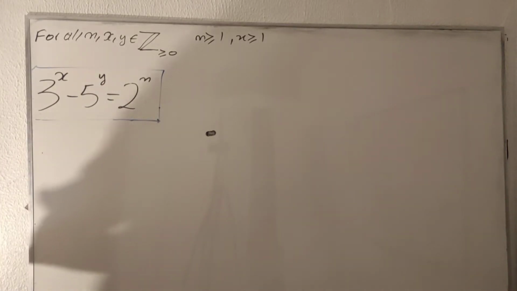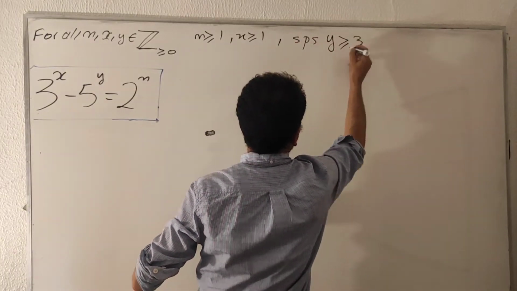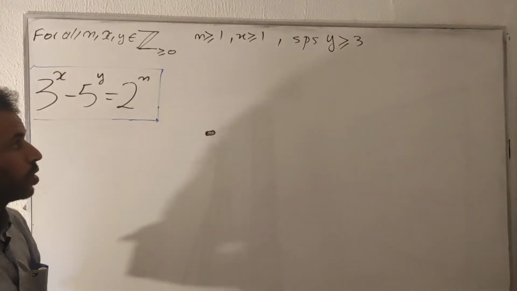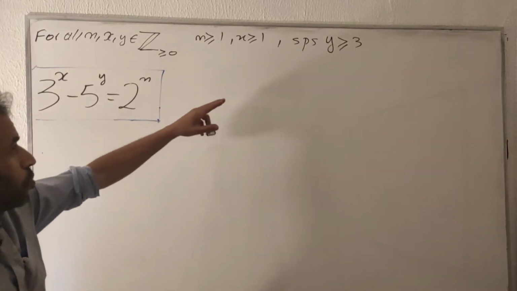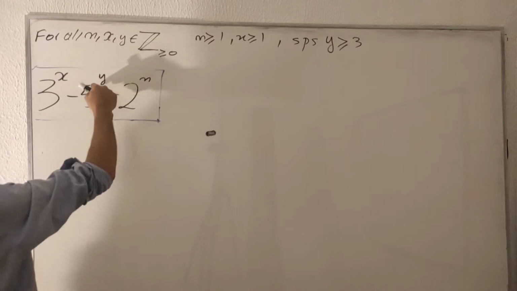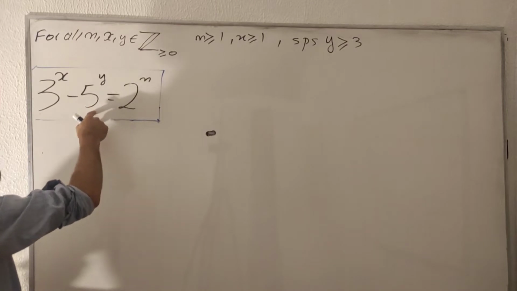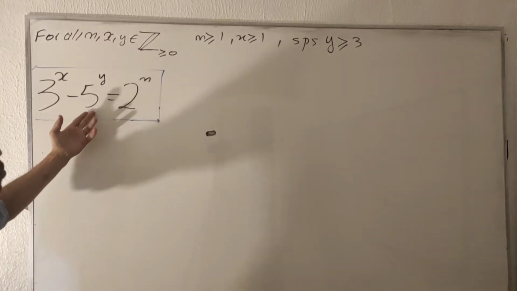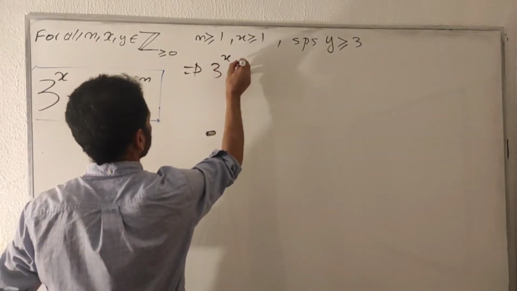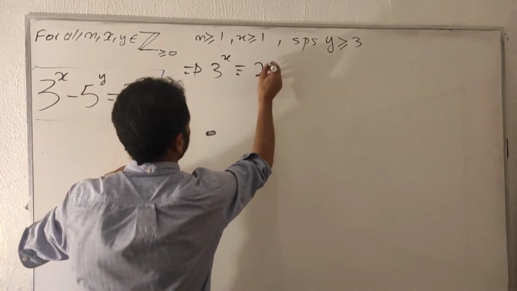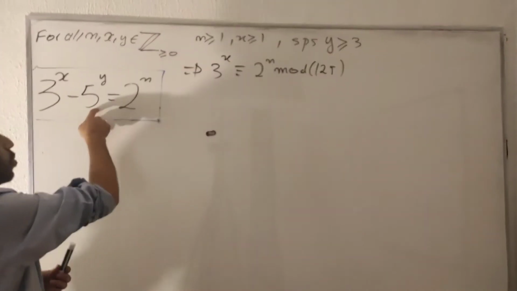So the second thing that I'm going to do here: suppose y is greater than or equal to 3, okay? If y is greater than or equal to 3, I'm going to reduce this one to mod 125. If y is at least 3, I get at least 125 here, which means this term will be divisible by 125. So we are going to reduce this one to mod 125. If I do that, I will get 3 to the x is congruent to 2 to the n mod 125, because this one is already 0.